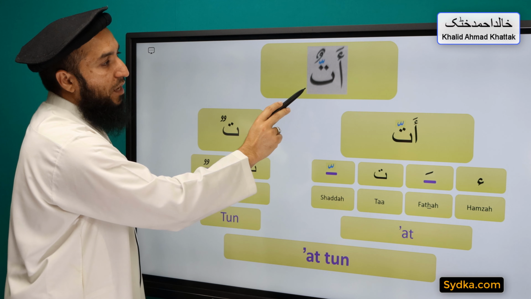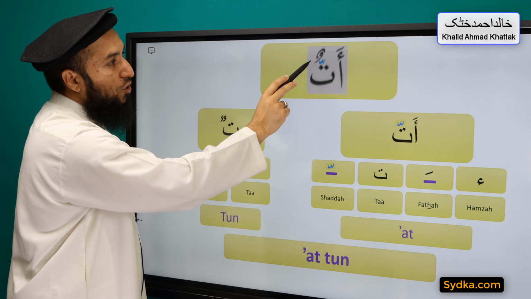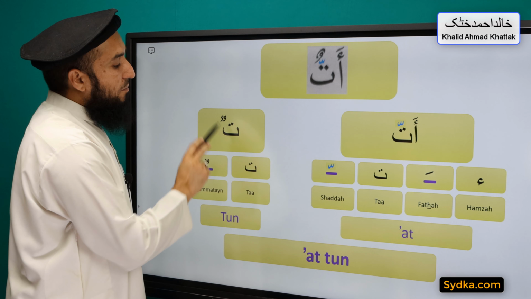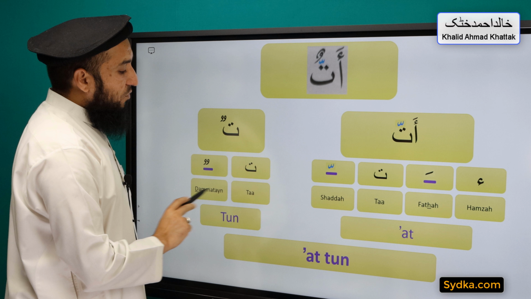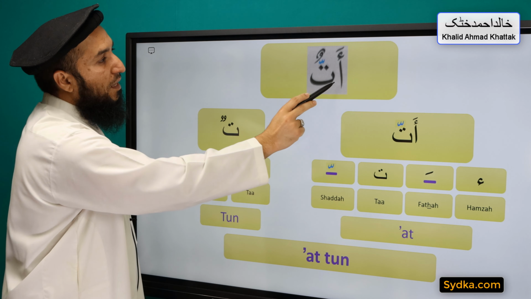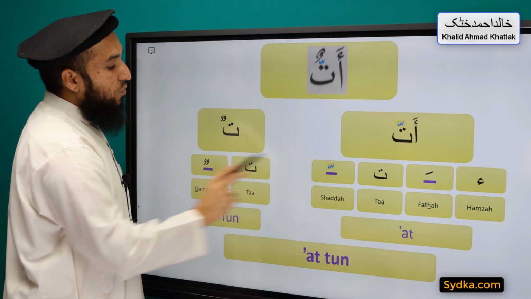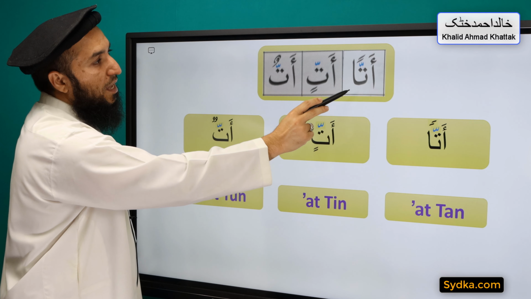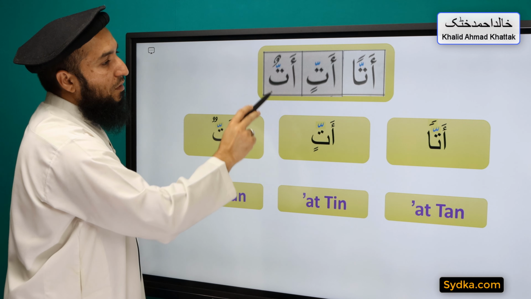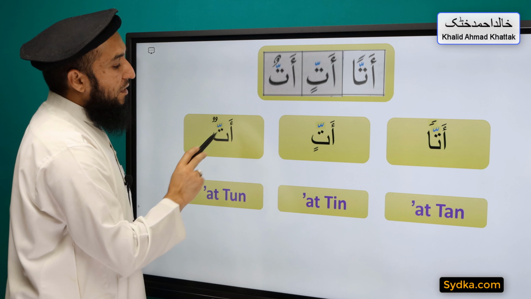The second syllable we have is Ta Dhammatain, Tun. Ta is a light letter, it has Dhammatain on top of it. Ta dhammatain, tun. Combining both syllables together, we have Attun. Attan, Attin, Attun.